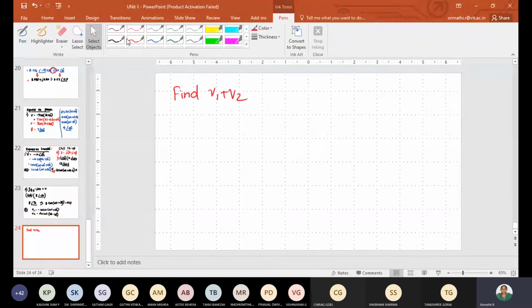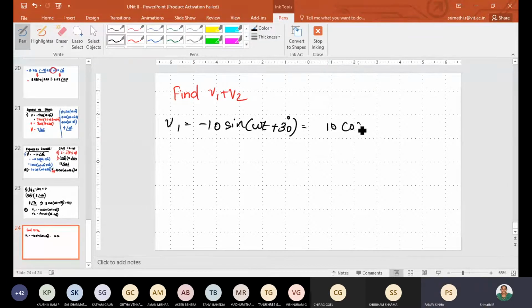Tell me V1. First, convert the sine to cosine. V1 is nothing but minus 10 sine omega t plus 30 degree. How will you convert? Make it fast. Plus 90 degree. So 10 cos omega t plus 30 plus 90. So this will be again 10 cos omega t plus 120 degree.